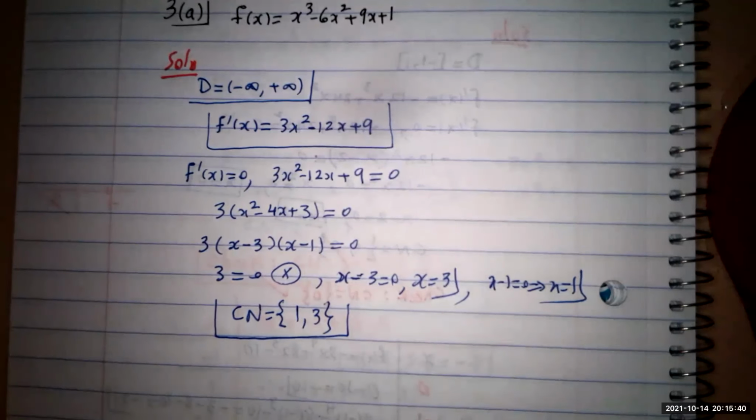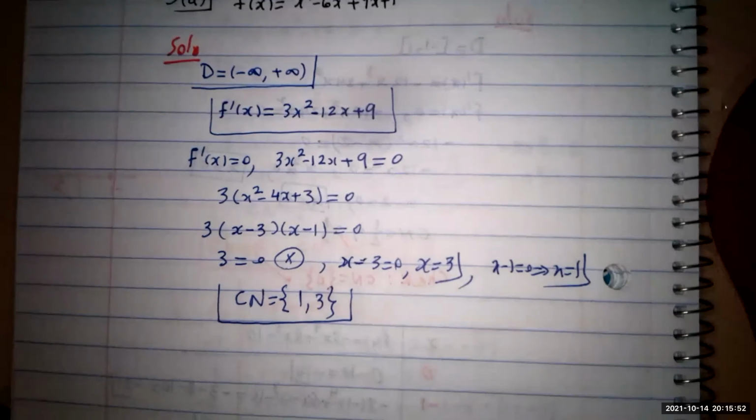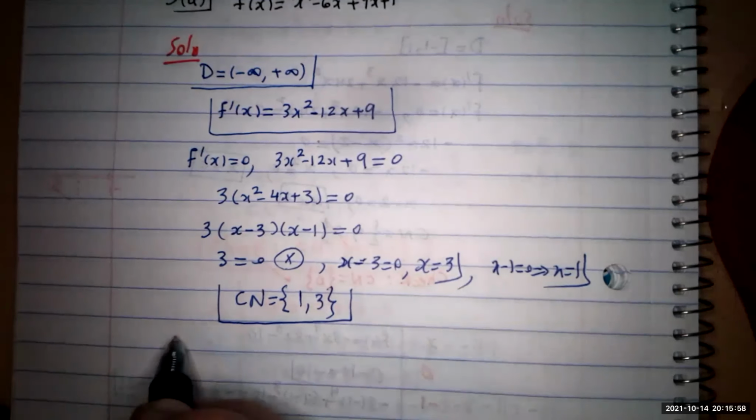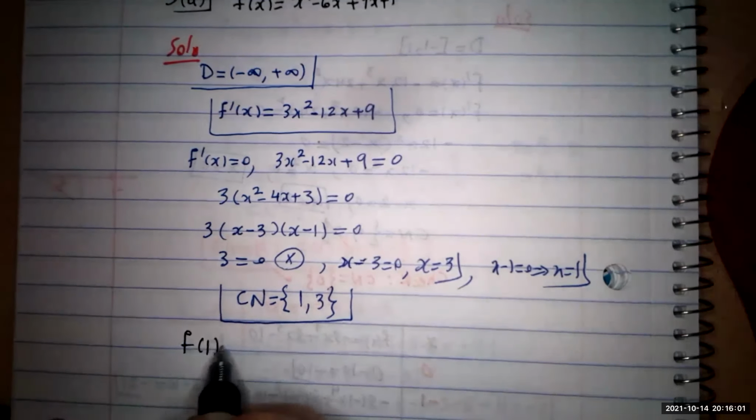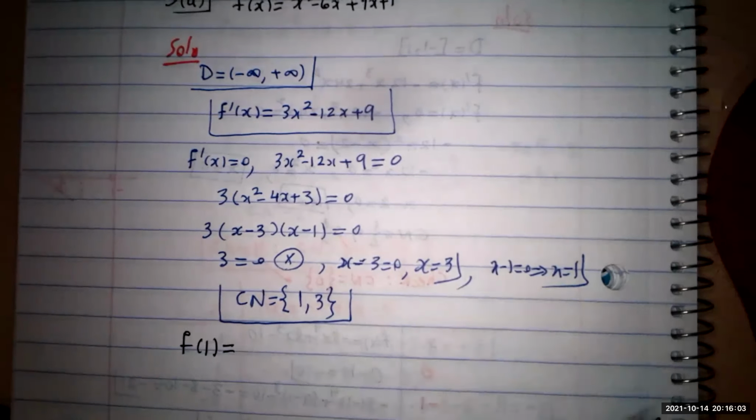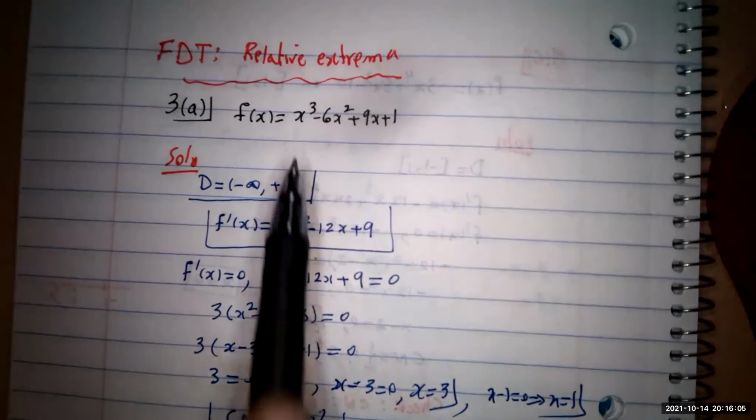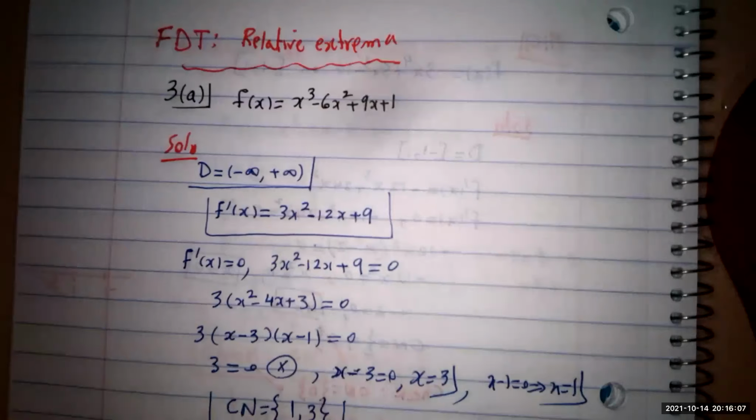Step 2 for this problem, you have to drop them back into the function because you are going to talk about the maximum and the minimum value. These are going to be candidates, so we have to check them. Drop them back into the function. That's step 2. What's going to be f of 1? In the function, you substitute x equal to 1.